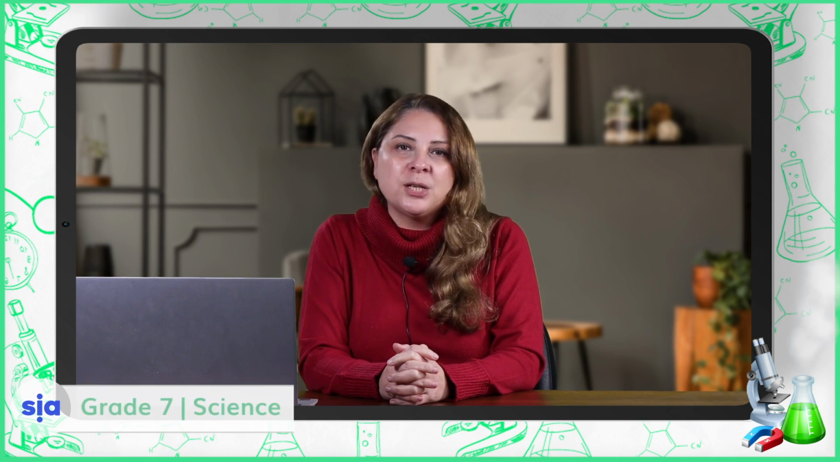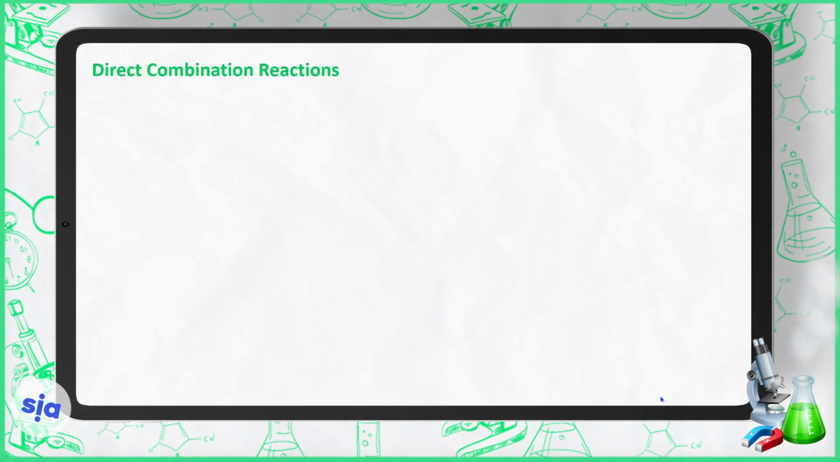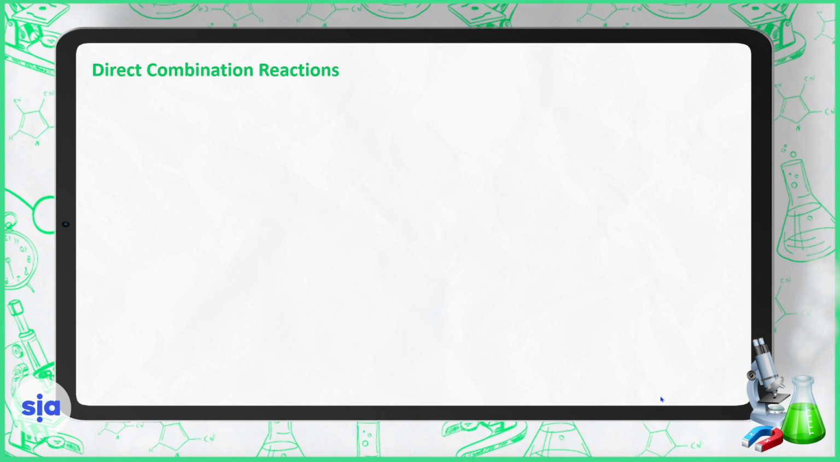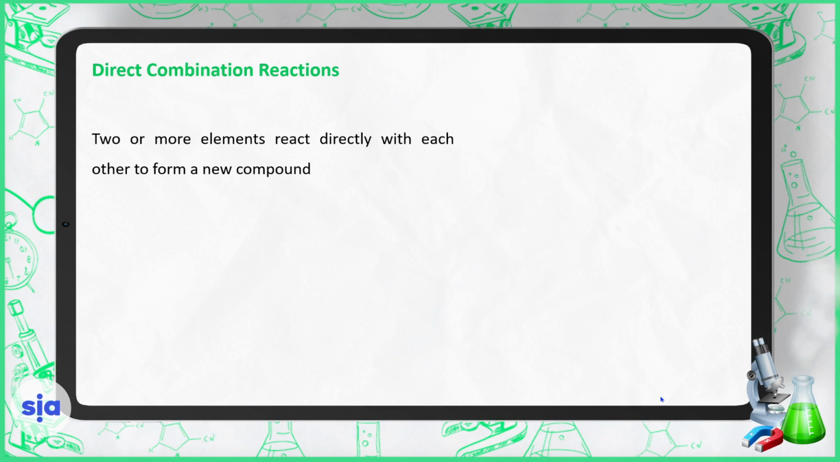Today we are going to continue discussing chemical equations and chemical reactions. Now we know everything about the chemical equation. We're going to discuss chemical reactions. The first is the direct combination reactions, where two or more elements react directly with each other to form a new compound. It's very easy. A plus B gives AB.